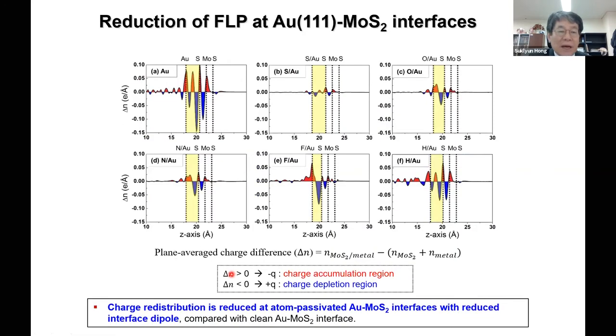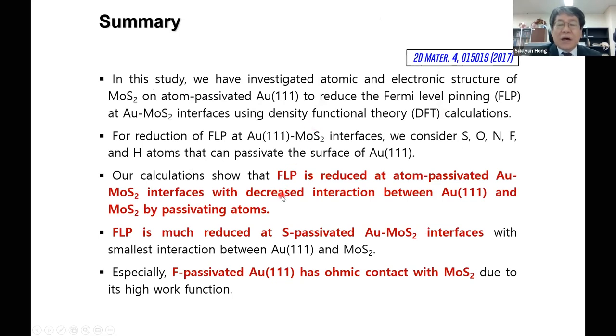This is the plot of plane average charge densities. Here you can see much fluctuation in the charge distribution between moly disulfide and the clean gold surface. And after putting the atomic species on the gold surface, now you can see a much greater reduction in Fermi level pinning, due to the reduction of interfacial dipole formation at the interfaces. This is a summary of the first topic: the Fermi level pinning is reduced at the atomic passivated gold and moly disulfide interfaces by the presence of passivating atoms.